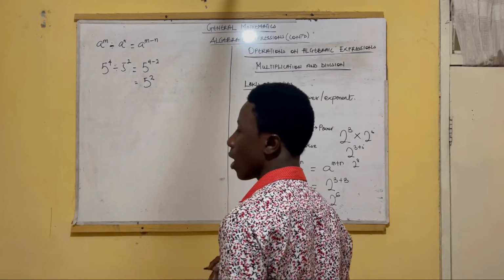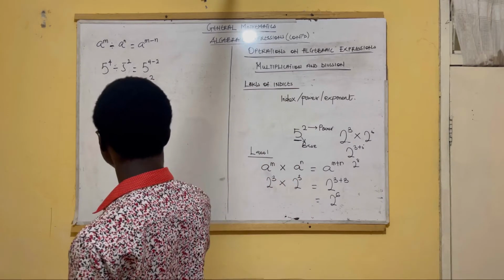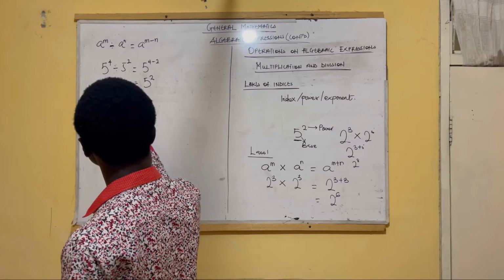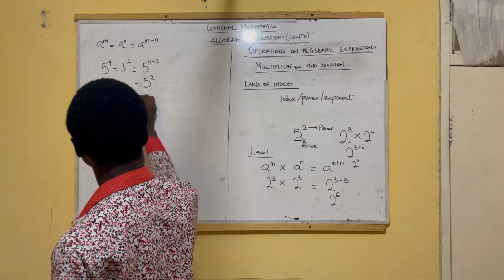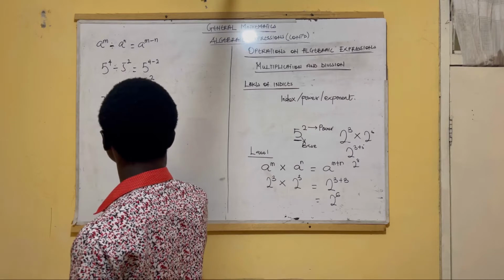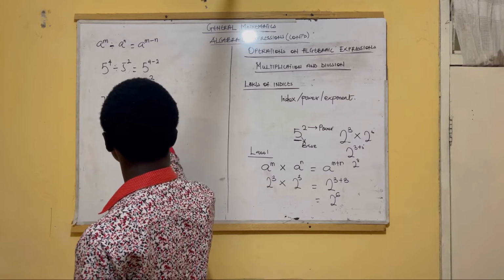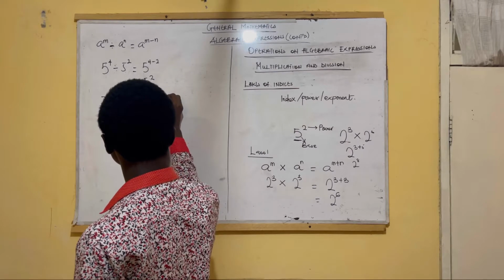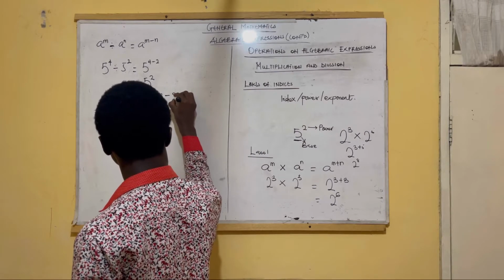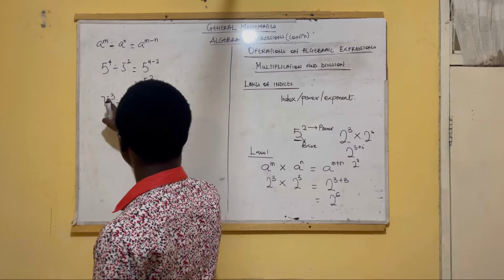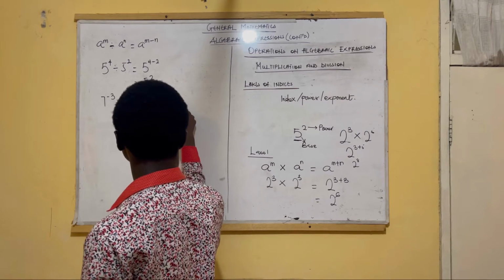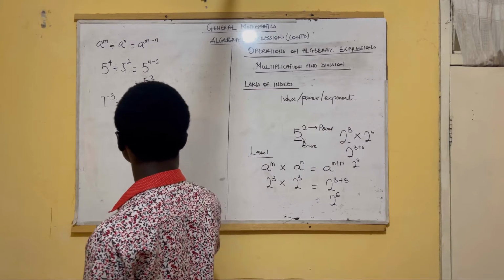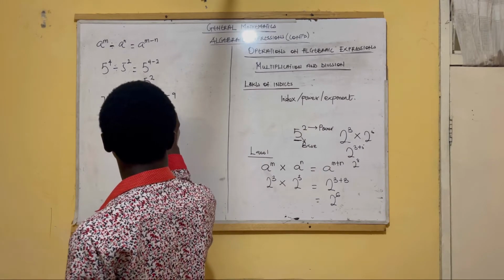Let's try one more. I will try using negative values. So we have 7 exponent negative 3 dividing 7 exponent 9. What matters to us is that the bases are the same, so you pick one, and because they are dividing, you subtract the powers. The powers are negative 3 and 9, with a subtraction sign, obeying the law. Negative 3 minus 9, so you're going to get 7 exponent negative 12.